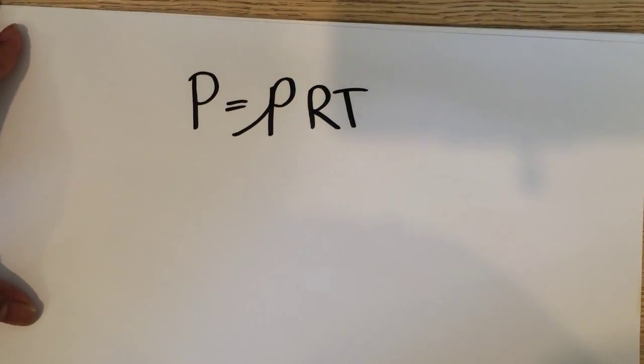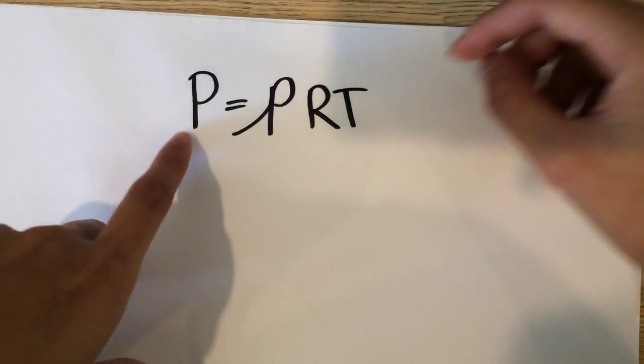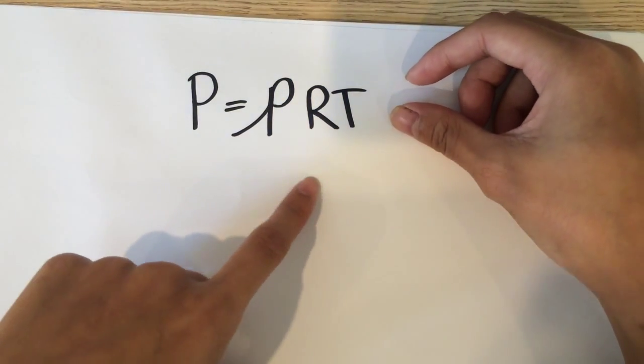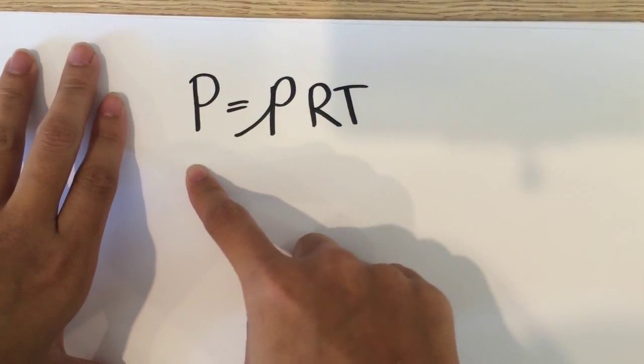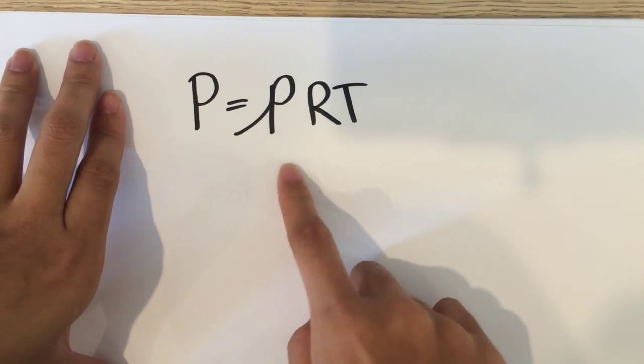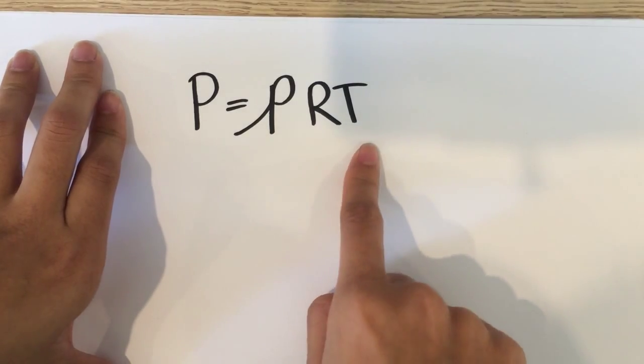So to understand the important variables in isentropic flow, as we were dealing with compressible fluids, we will be dealing with mainly compressible gases. So using the ideal gas law, P equals rho RT, these are the main variables we will be dealing with: pressure, density, gas constant, and temperature.